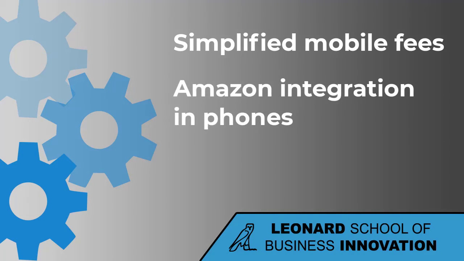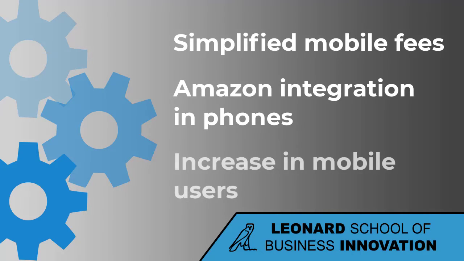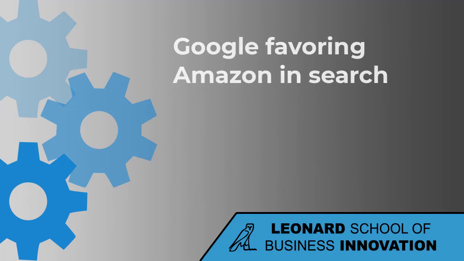Android preloading phones with the Amazon shopping app, an exponential increase in overall mobile users, Google favoring Amazon in search results. And why does Google favor Amazon in their search results? Well, one of the early Google investors was none other than Amazon's Jeff Bezos. So they are simply returning the favor and giving back to the ones who believed in them from the start.